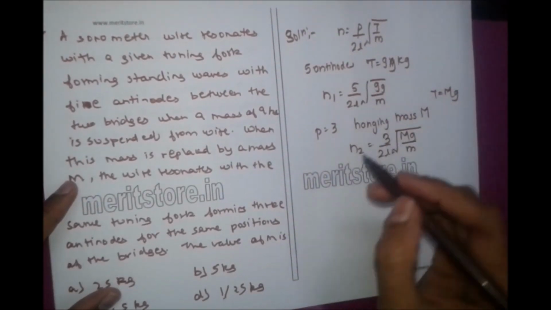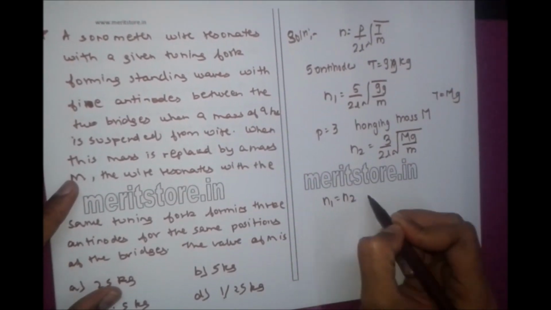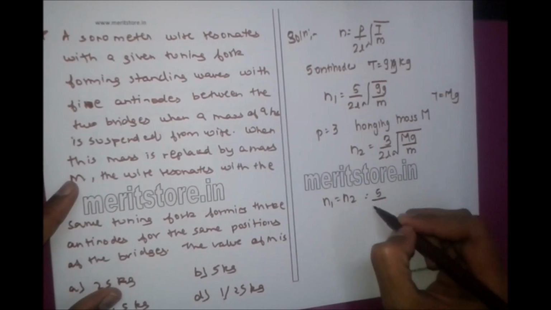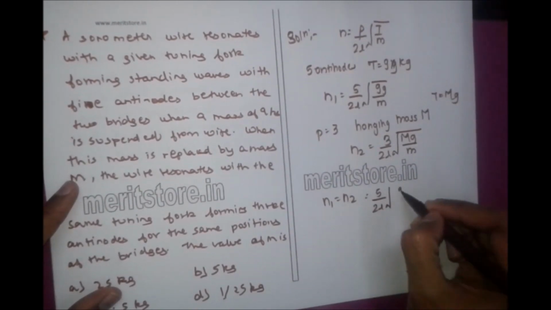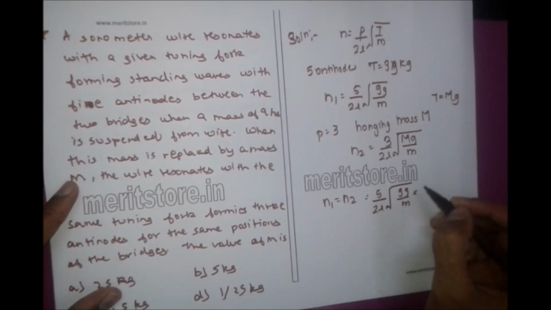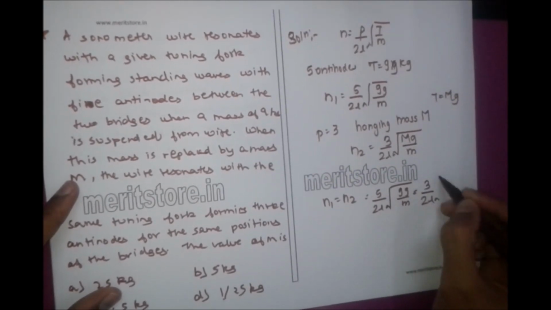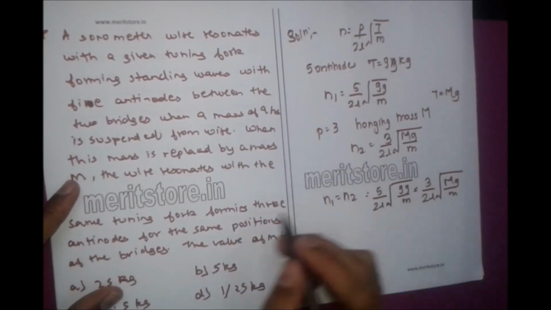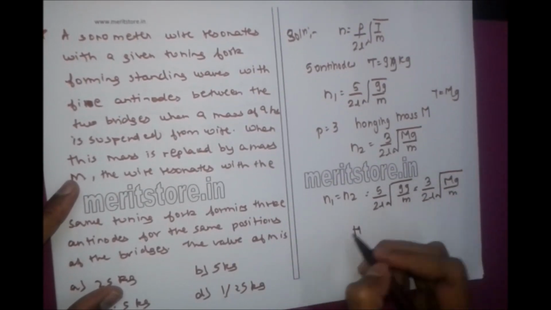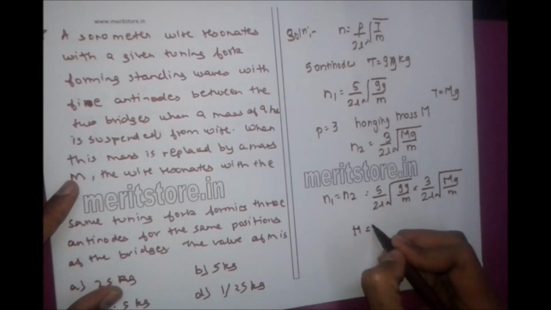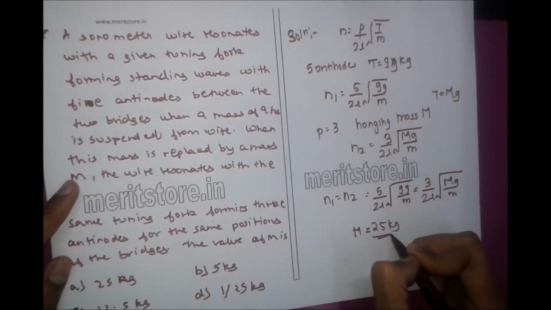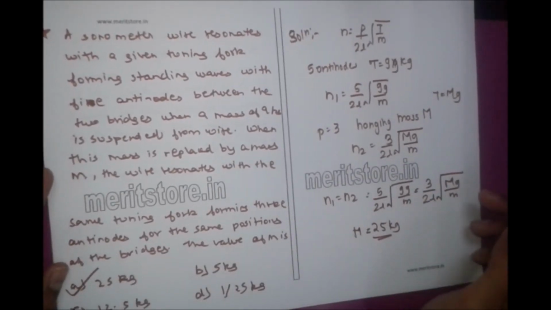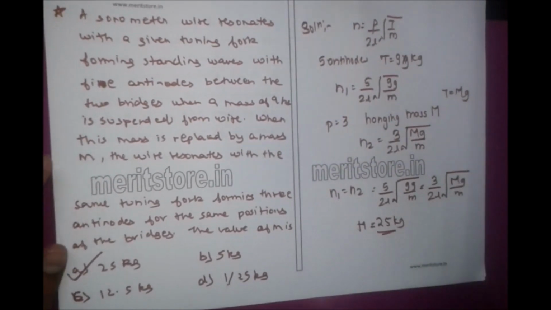Okay, so comparing n1 equals to n2, we get that 5 upon 2l under root 9g upon m is equal to 3 upon 2l under root Mg upon m. On solving this equation, the value of the capital M comes out to be 25 kgs. So option A, 25 kgs, is the correct option.